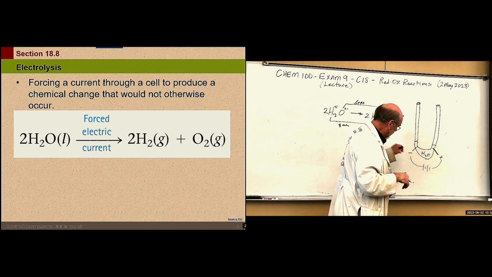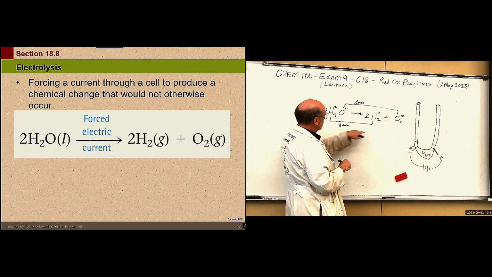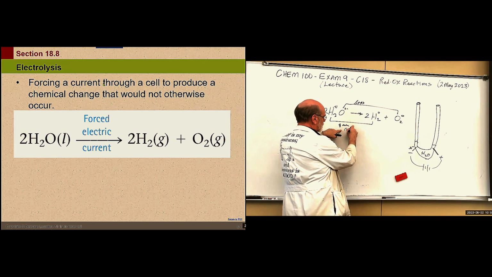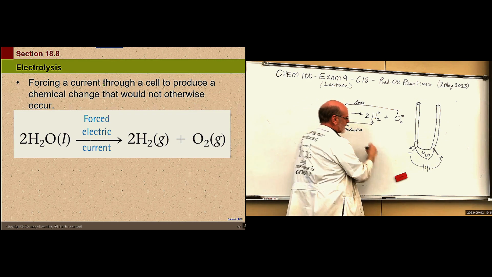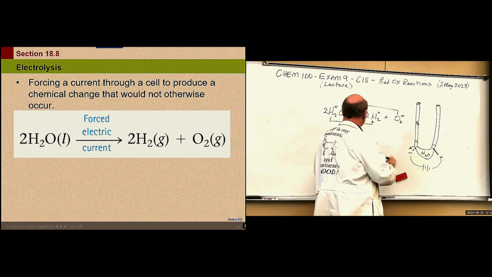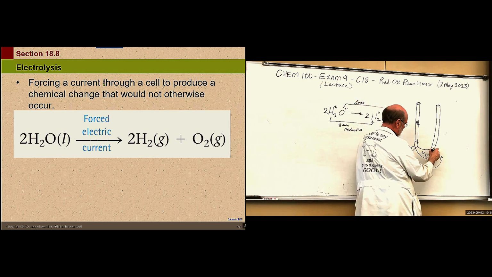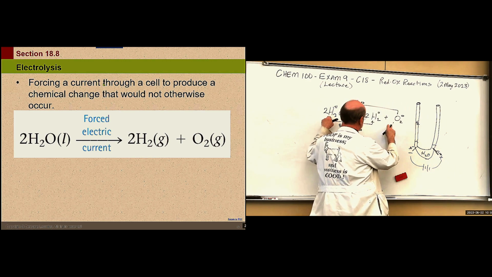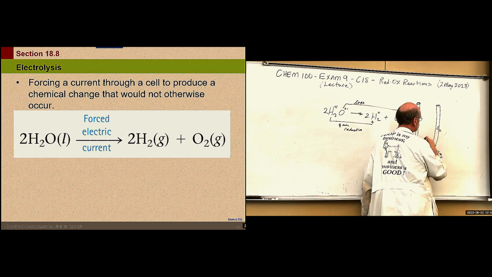And we drive electrons going in here. So if electrons are going in there, and this is the gain part, this is the reduction part, then that one is going to produce hydrogen. Okay? And then the positive side will take the electrons out, right? And that will oxidize the water to oxygen. So this side will have oxygen in it.